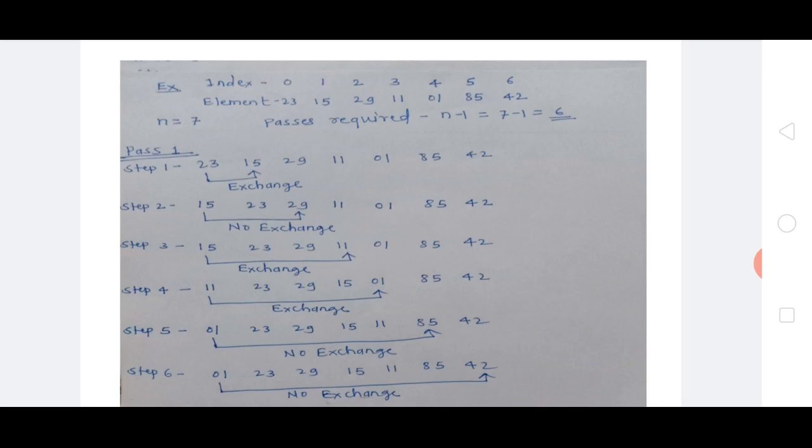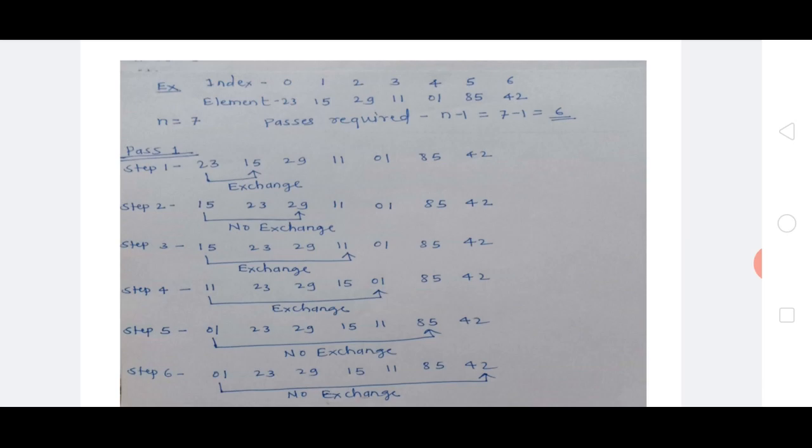In step number 4, again the first location element 11 is compared with the next memory location element, which is 1. Here 11 is greater than 1, so exchange is required. So 11 is placed at 1 and 1 is placed at 11. In step number 5, the first location element 1 is compared with the next memory location element 85, which means 1 is less than 85, so no exchange is required. In step number 6, the first location element 1 is compared with the last location element, which is 42.